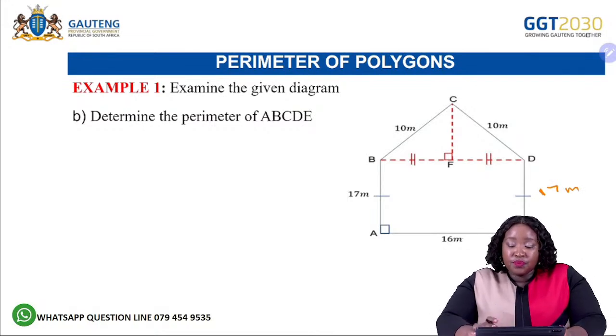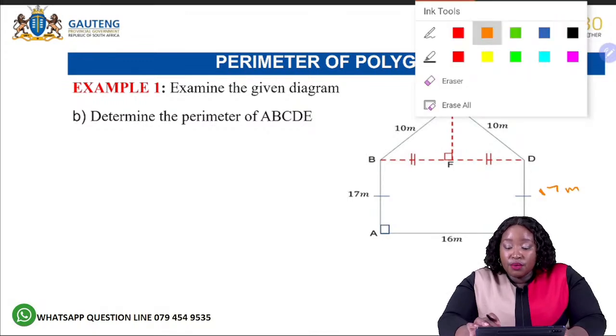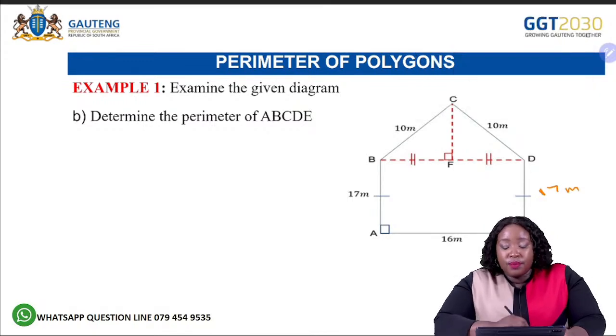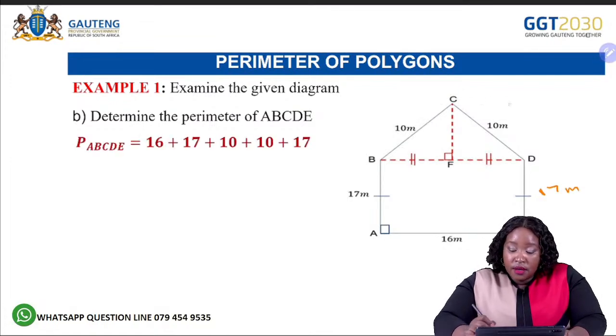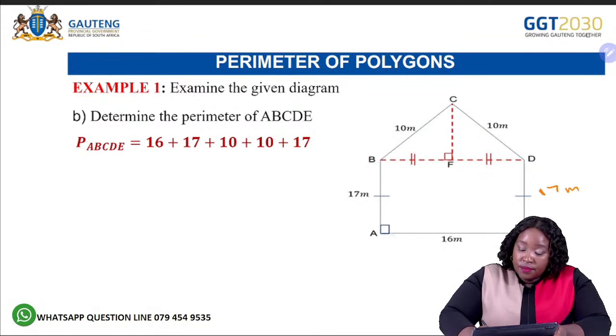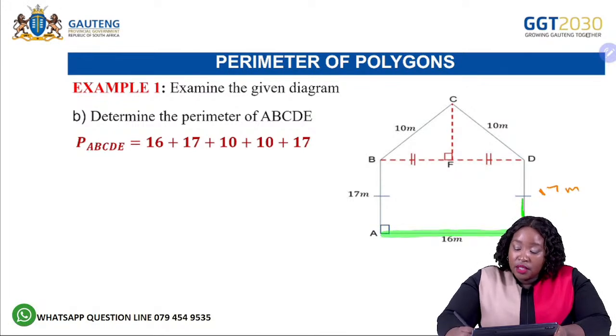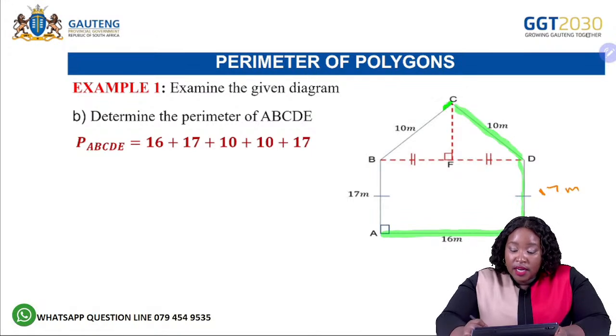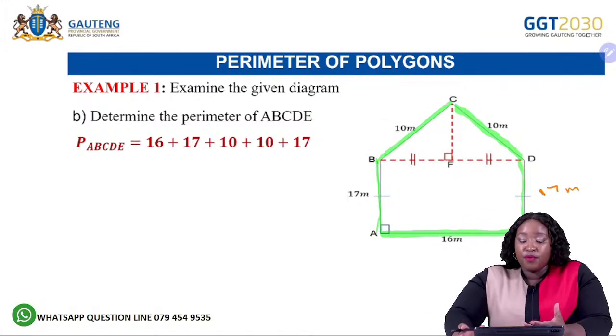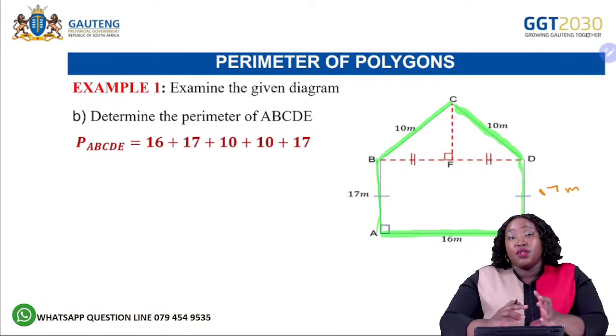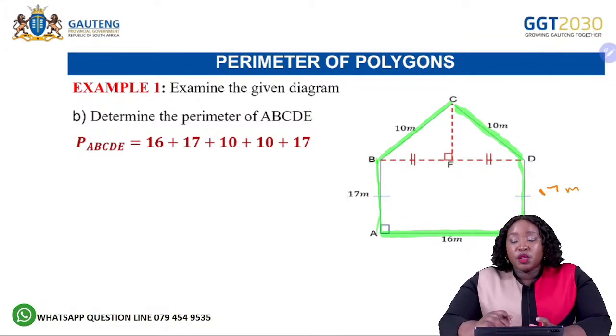All right. Now we've got all the lengths. We can quickly go through them. So that means we are going to add 16 plus 17 plus 10 plus another 10 plus 17. In this type of question, you could choose to show the lines you're going to add together first, especially if you're given vertices.